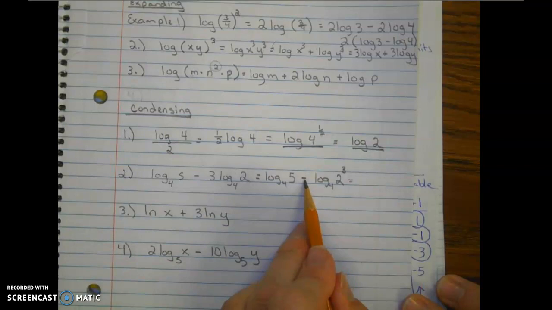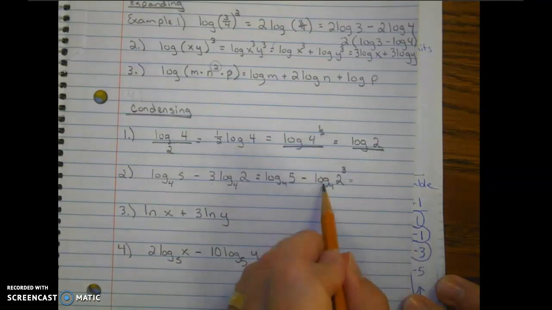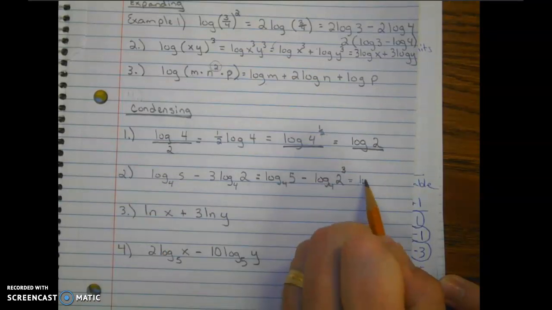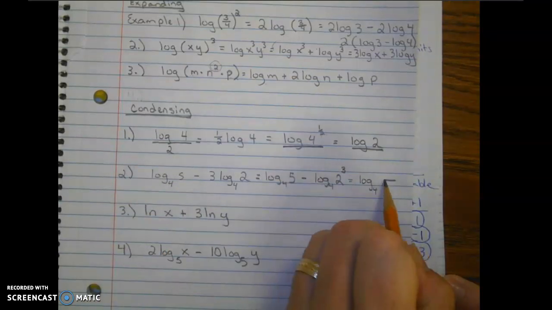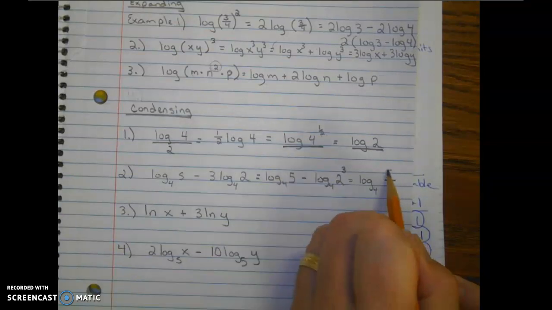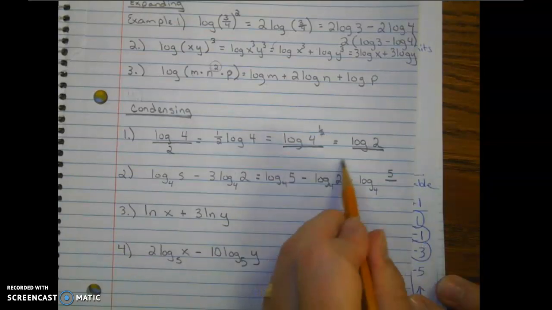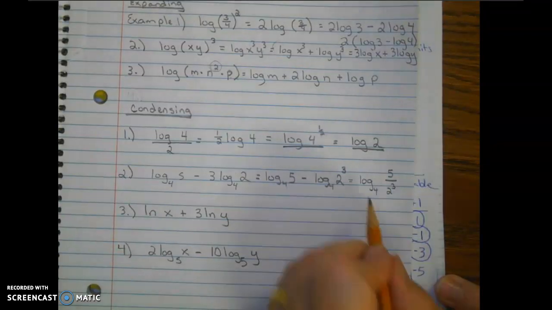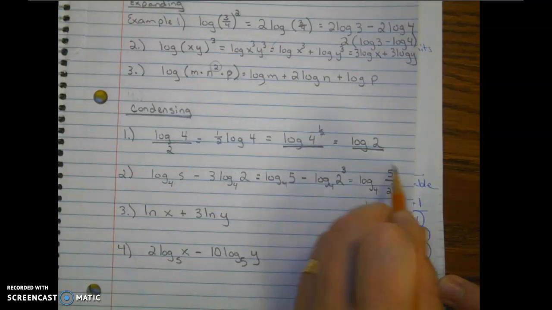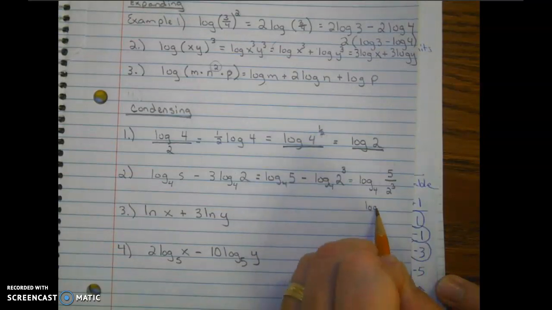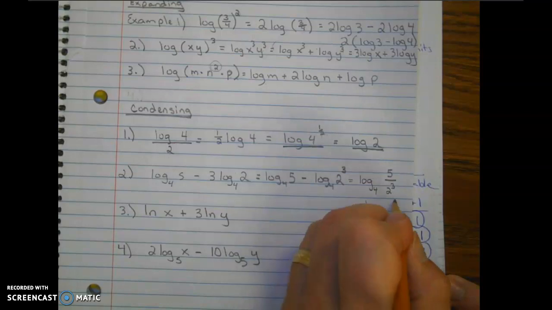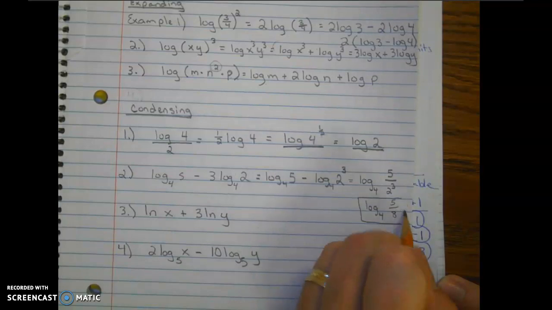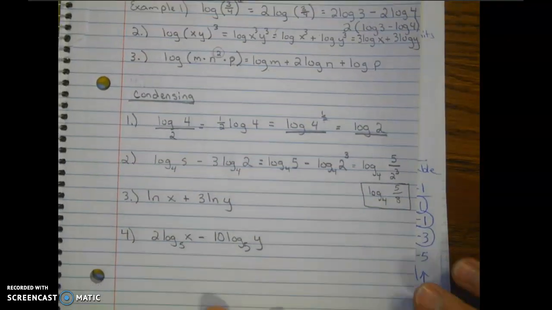Okay, then we're going to apply the quotient property. Remember, we're condensing, so we're going from multiple logs down to 1 log. The first argument goes on top. The second argument goes on the bottom. And of course, we can simplify this. This is condensed, but let's try to simplify when we can. This is going to be 5/8 for the argument. Okay, doing a good job.